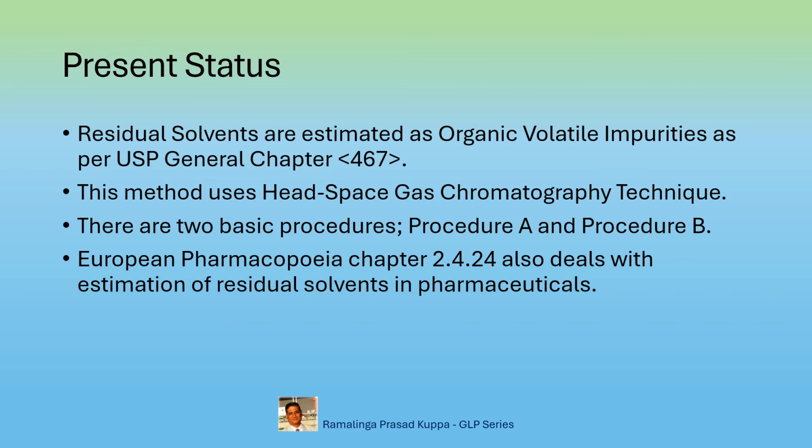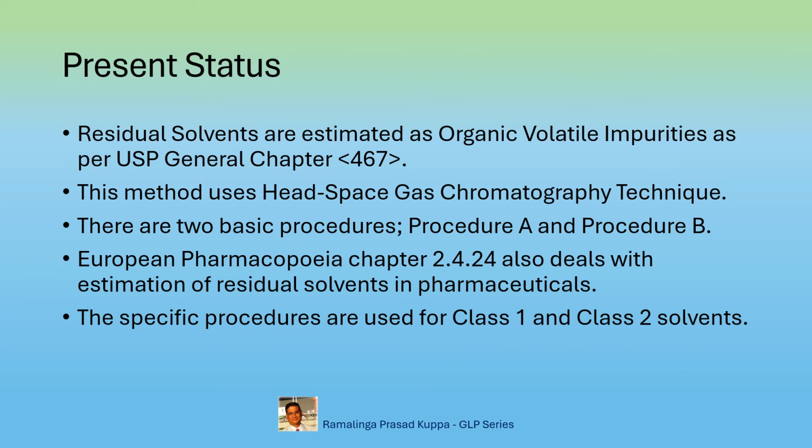European Pharmacopoeia Chapter 2.4.24 also deals with estimation of residual solvents in pharmaceuticals. In European Pharmacopoeia, there are two systems prescribed, System A and System B. System A is generally used. System B is employed normally for confirmation of identity. The specific procedures are used for class 1 and class 2 solvents. Class 1 solvents are highly toxic category and class 2 solvents are relatively less toxic.